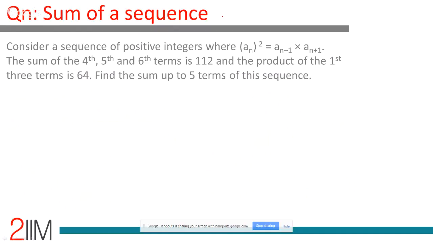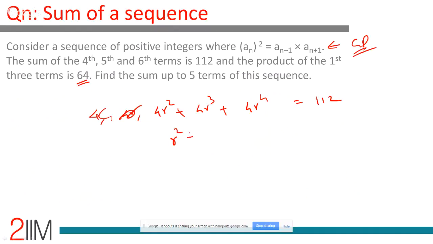It says an squared equals an minus 1 into an plus 1, a geometric progression. Middle term square is previous term into the next term. Product of first three terms is 64. What does it tell us? Second term is 4. Third term is 4r. Fourth term is 4r square, 4r cube, 4r power 4. Fourth, fifth, sixth. These three, if you add, it gives us 112.